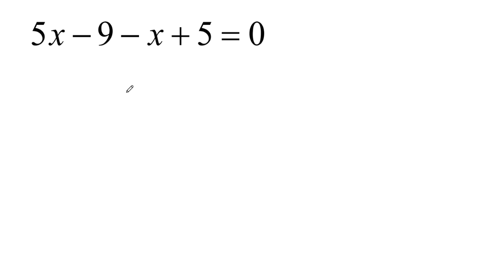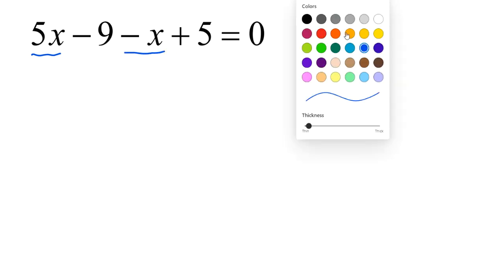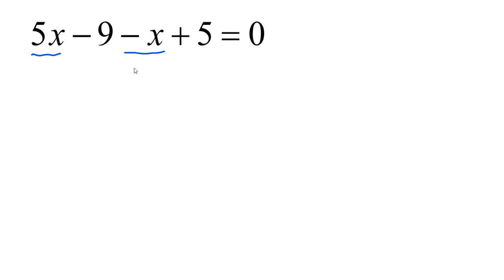So let's go through our steps. There are no grouping symbols, but there are like terms. So if we look on the left side of the equation, we have several like terms. This 5x and this negative x, those are like terms. And then the negative 9 and the positive 5 are like terms. So let's combine our like terms.